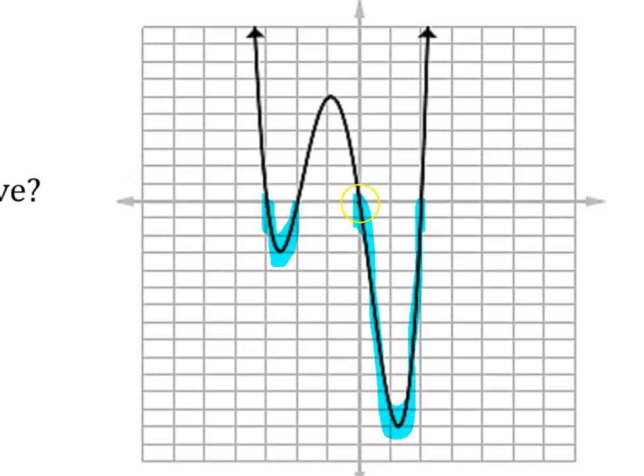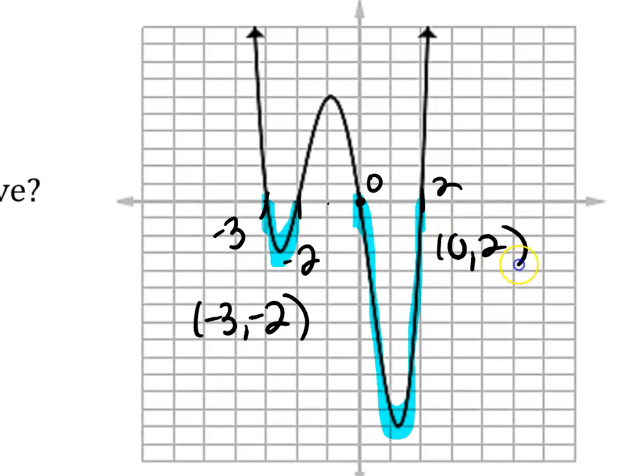Okay, so if this is the origin, this looks like -3, -2. So my first interval is from -3 to -2. And then this looks like 0 and 2. So 0 to 2. So the interval where it's negative is -3 to -2, 0 to 2. Where it's not negative, it's positive. So I didn't ask for it, but technically I'm positive from -infinity to -3, -2 to 0, and 2 to infinity.